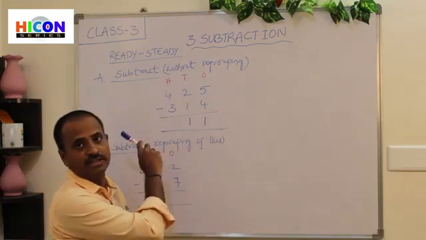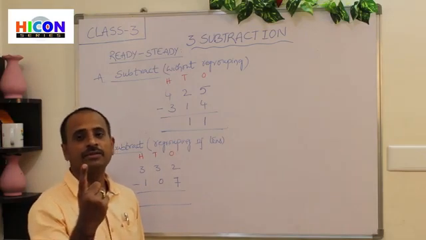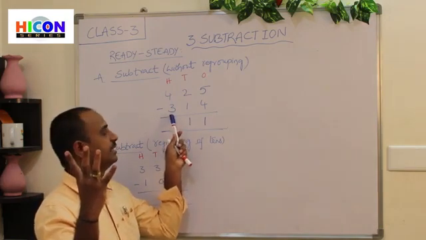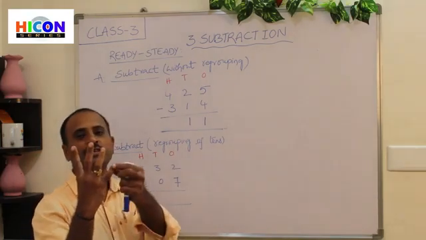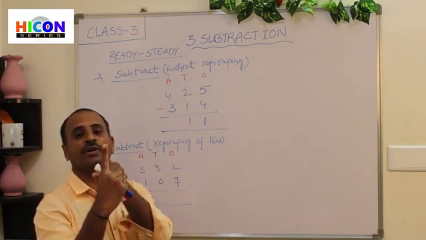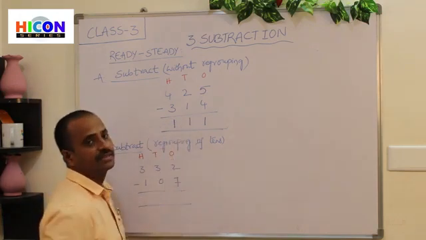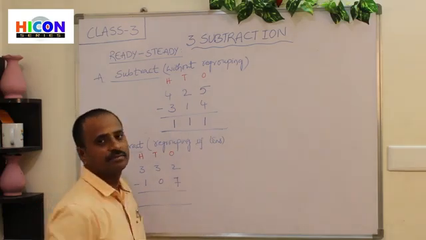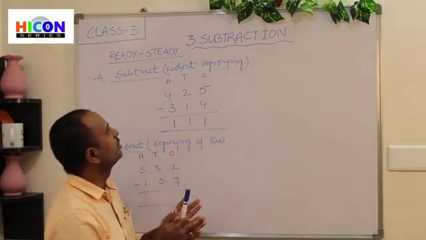Next, go to the hundreds place. What is the first number here? 4. So open 4 fingers of your hand: 1, 2, 3, 4. Next, what is the second number under the hundreds place? 3. So close 3 fingers in these 4 fingers. I am closing 3 fingers: 1, 2, 3. How many fingers are left here? 1 finger is left. So the answer is 1. Write 1 under the hundreds place. So the answer is 111. This is also called the difference. This is the subtraction of three-digit numbers without regrouping.